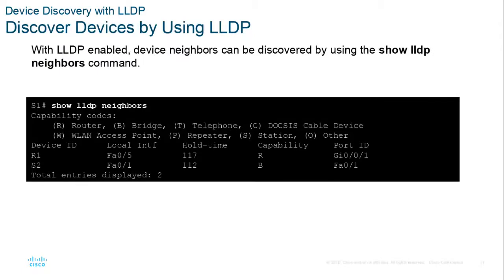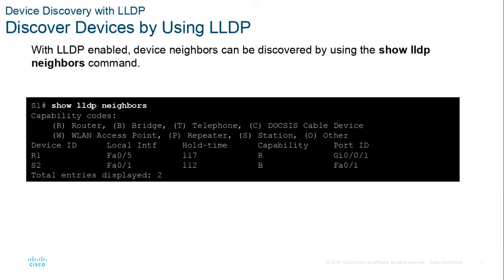So let's discover some devices using LLDP, kind of like we did with our Cisco Discovery Protocol on our routers and switches. Let's assume that LLDP has been enabled. Instead of typing show CDP neighbors, we're going to type show LLDP neighbors. And this looks very similar to the print we saw earlier in that S1 is showing us that R1 to the left and S2 to the right are both connected. Well, let's check and see if that works on our topology here.